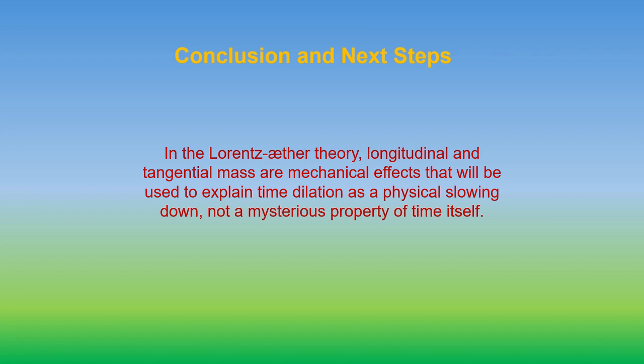We will need the longitudinal mass and a tangential mass when we calculate how the relativistic mass affects the dynamics of mechanical and electrical systems. This will lead us to the conclusion that, in the framework of the Lorentz-ether theory, time dilation is just a physical slowing down of physical processes and not some mysterious property of time itself.